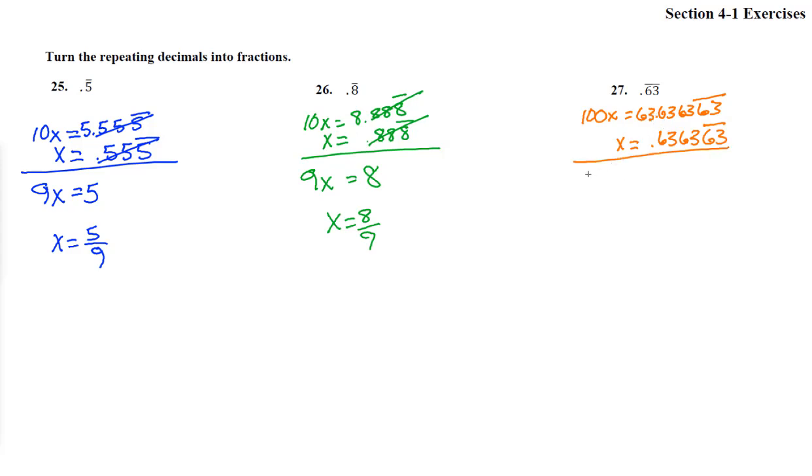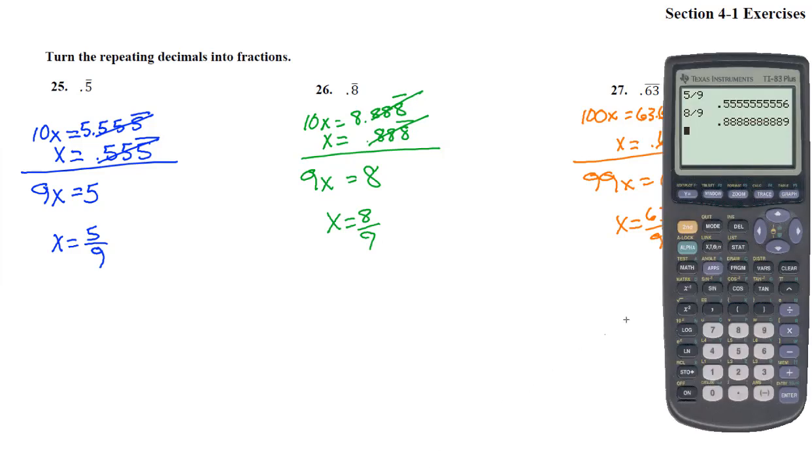Now when we subtract them, we get 99x equals, and then everything behind the decimal place now goes away, and we get 63. Another whole number, so we can just divide by 99. We get x equals 63 over 99. This one looks like it simplifies. We can divide by 9 on top and bottom, and we get 7/11. There's our fraction. We can even check that one out.